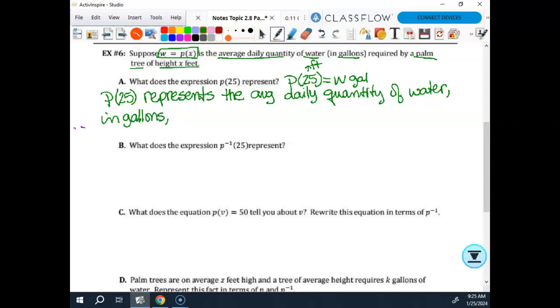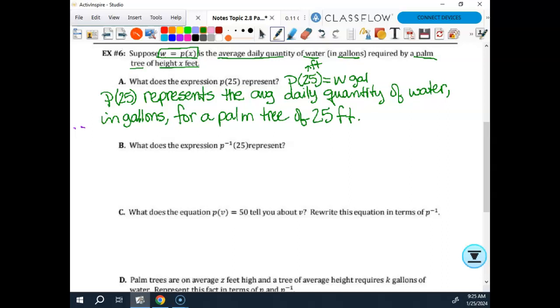All right, for what? A palm tree. All palm trees? Of 25 feet. Okay, so P of 25 represents the average daily quantity of water in gallons for a palm tree of 25 feet, or a 25-foot palm tree, whatever. Your words don't have to be exactly like mine. They're probably not, because my brain is weird sometimes in the way my words come out.